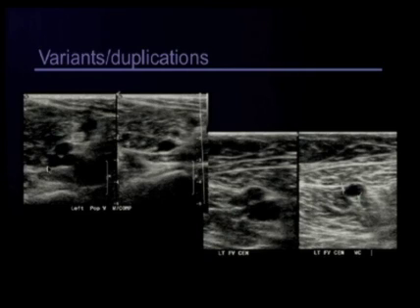One clue may be that the vein, which is normally larger than the artery, may look slightly smaller, and when you see this, it should prompt a search for a second vein or a duplicated vein. This is also a potential pitfall when evaluating for deep venous thrombosis, because if you see one patent vein, you may miss the second duplicated vein that is thrombosed. So it's very important to be aware of this variant.